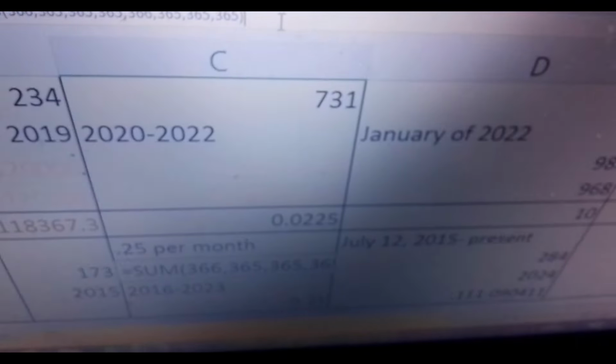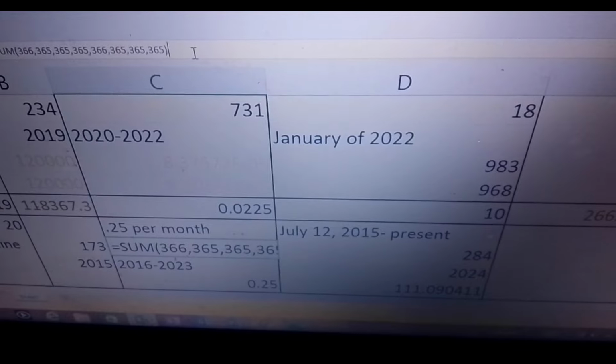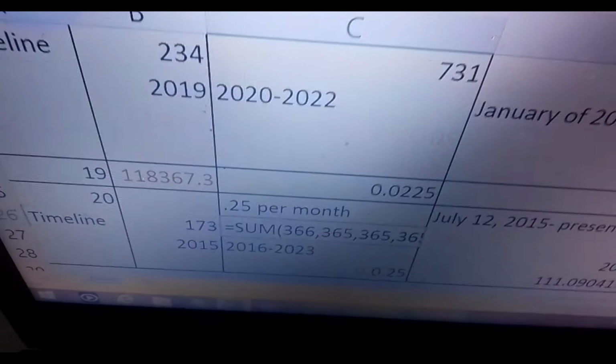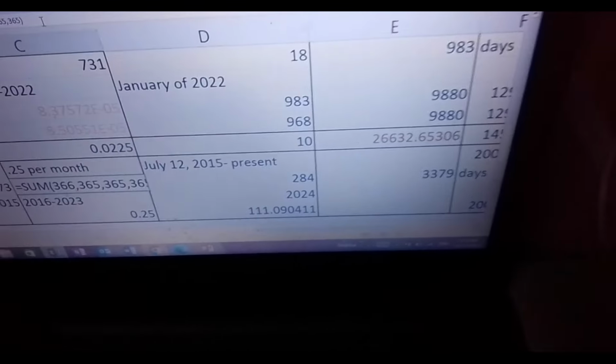Then plus 31, August 2015. September 2015 is 30. October, then November hanggang December. And that is from November 2015. That's 2015, di ba? And we're supposed to have 173 days. Now, from 2016 to 2023, ito yung ginawa ko. So, from 2016, we have 366 days.